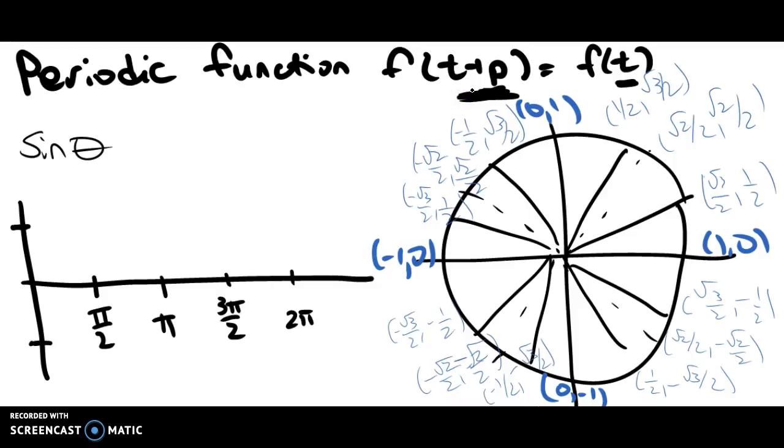So in trig functions, your input is always an angle. Your output is a ratio. So there's some constant that I could add to the angle where the output doesn't change. All right, so that's a periodic function.